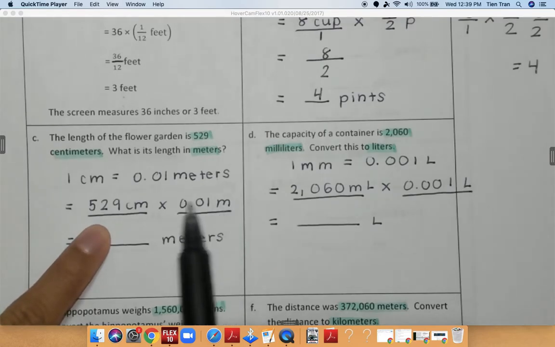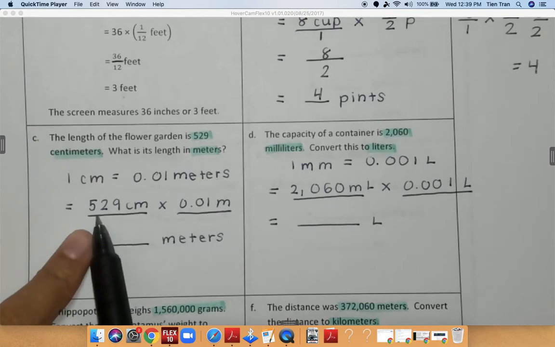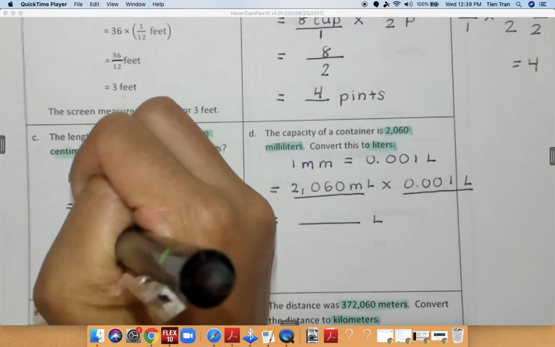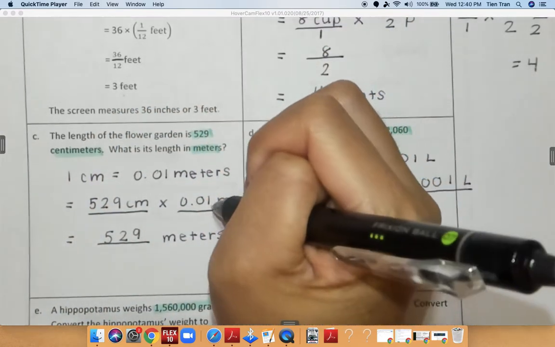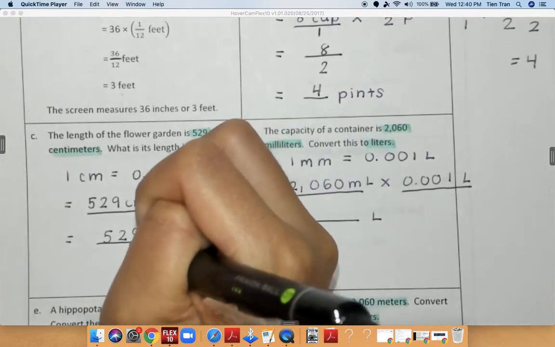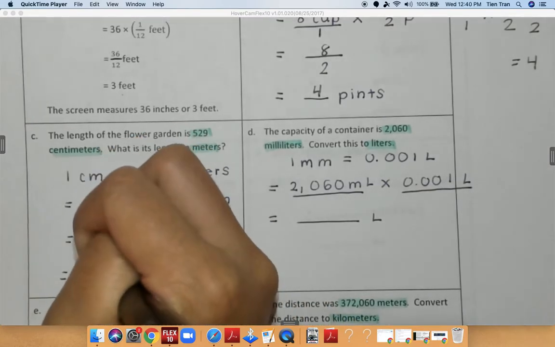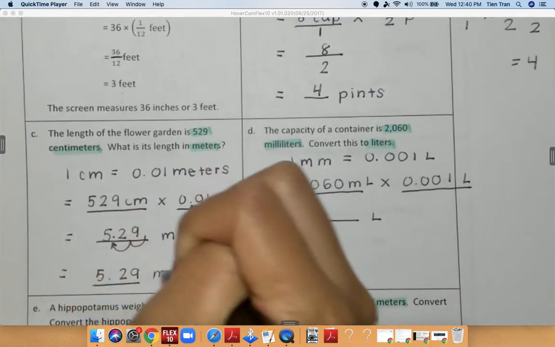I'm changing centimeters to meters, so I'm multiplying these two numbers together. 529 times 1 is going to give you 529. Now, I need to make sure I put my decimal in the right place. So I noticed that I moved my decimal over twice, and that's the same thing I'm going to do to my answer. I get 5.29 meters. So I'm writing that down, 5.29 meters.